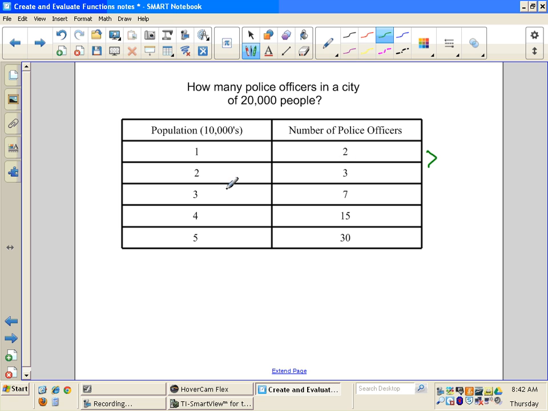We were looking at this situation with the number of police officers in a city of 20,000 people. So here, if you have a population in thousands of 10,000, 20,000, 30,000, 40,000, 50,000, how many police officers are necessary? And these are maybe examples. And hopefully you're looking at this table going, I don't see an exact pattern here.